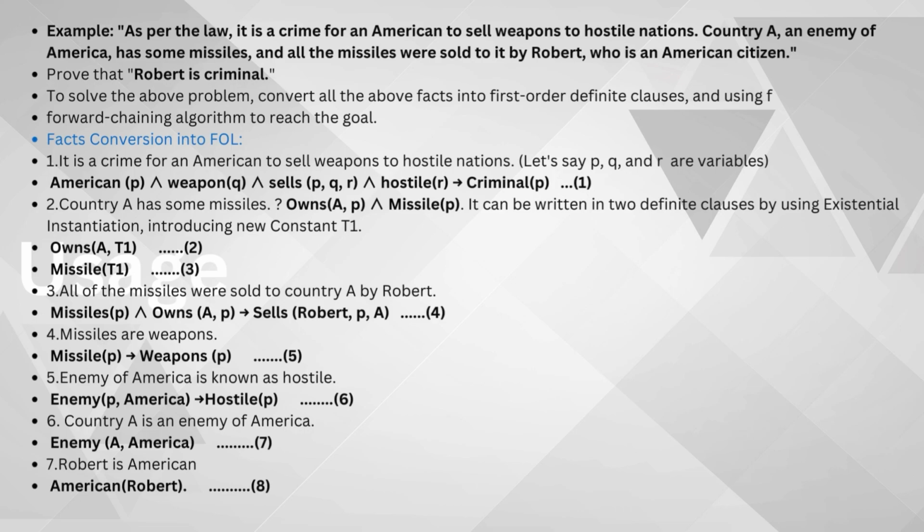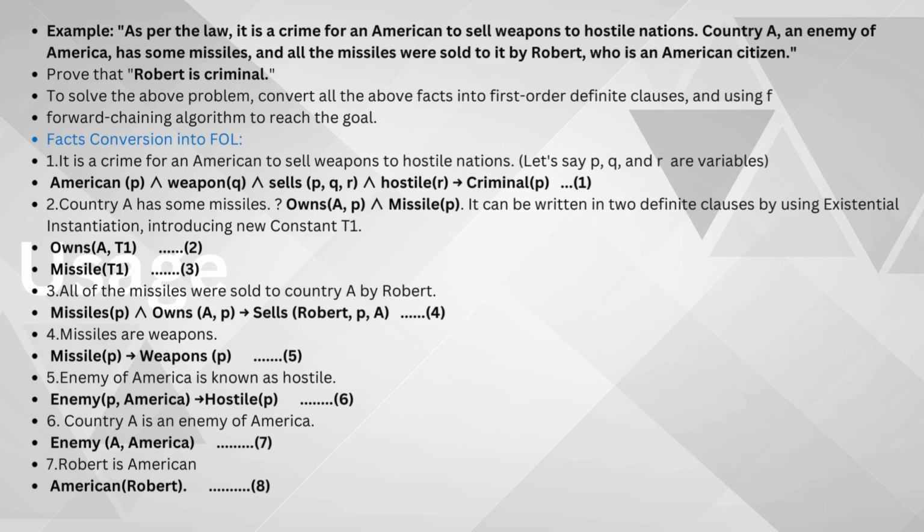Another statement to be represented is: all of the missiles were sold to country A by Robert, which can be represented in FOPL as P is a missile and A owns P, implies that Robert sells P to A. Another one, missiles are weapons, which can be represented as P is a missile, implies that P is a weapon.